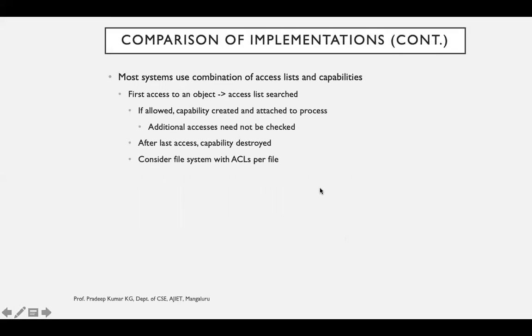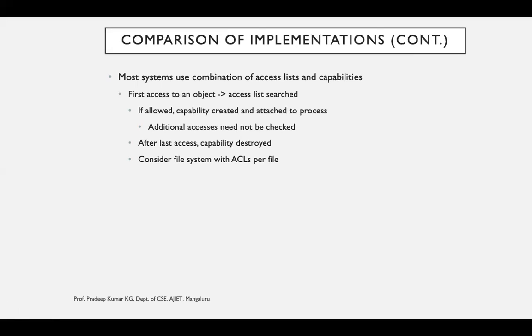Some, or most, of the systems use a combination of access list and capabilities, so both can be installed in most systems. How does it work? First, access to an object is checked with the access list. That is the first level of security. Second level: if it is allowed, a capability is created and attached to the process. Then if there is a need, additional accesses need not be checked. After the last access, the capability is destroyed. This is how it works.